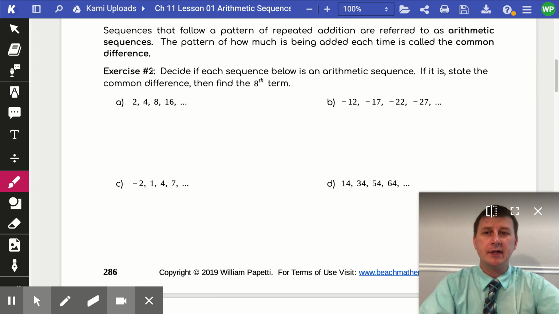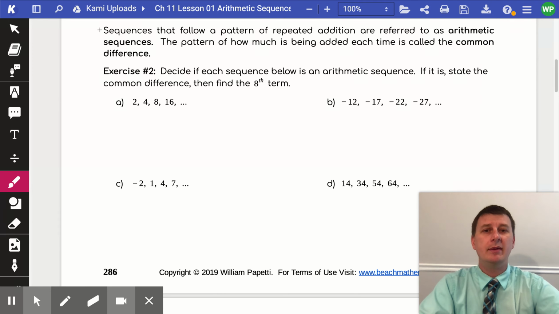So we look up top right here and it says sequences that follow a pattern of repeated addition are referred to as arithmetic sequences. The pattern of how much is being added each time is called the common difference. So in exercise number 2 now, we want to decide if each sequence below is an arithmetic sequence. If it is, state the common difference, then find the eighth term.